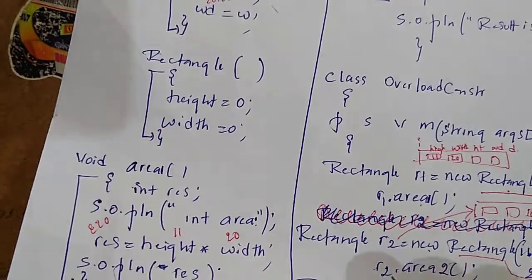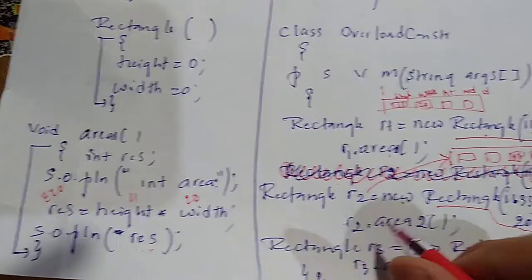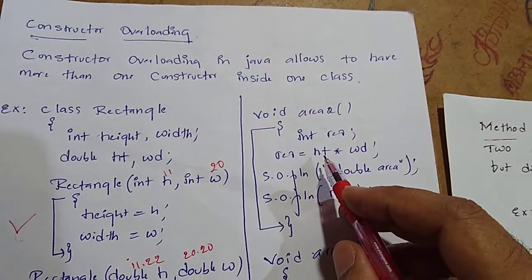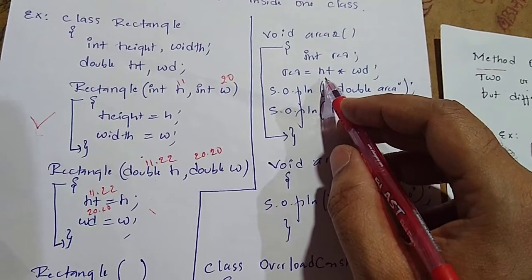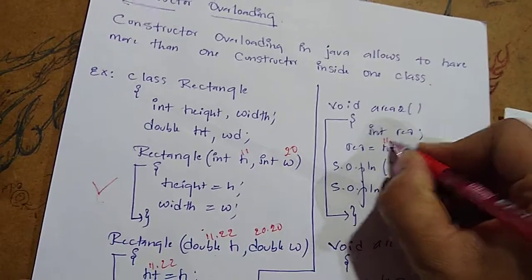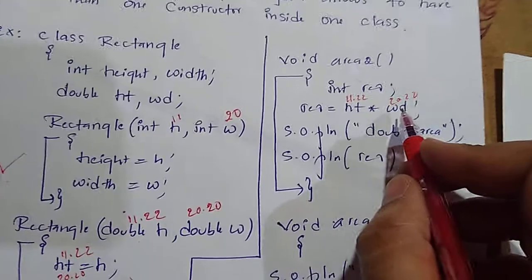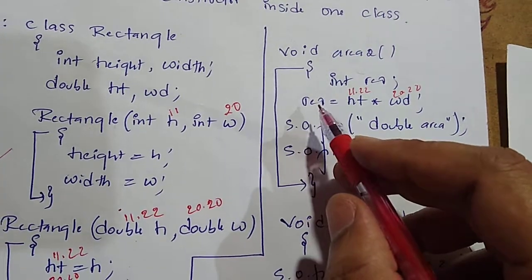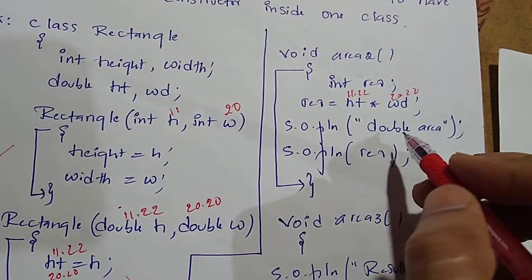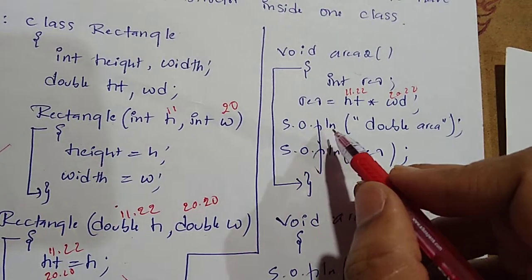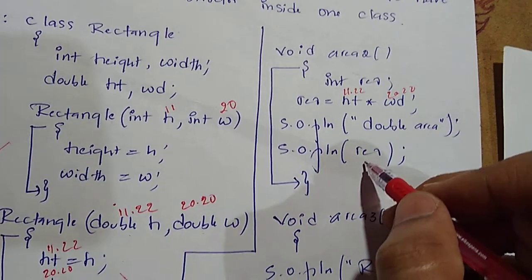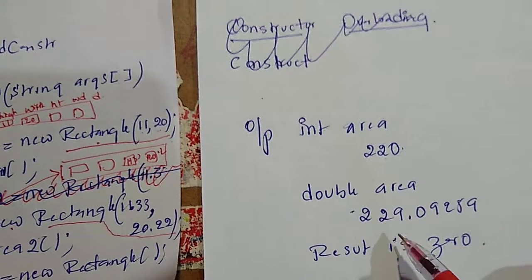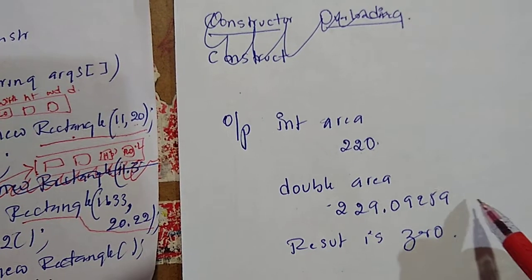Again, I'm calling r2.area2. See, r2.area2. So the area2 function will be called. And h2 and w2 have values. What is that value with respect to r2? 11.33 and 20.22. So now it will take the product of 11.33 and 20.22, and the result will be stored in res, and that will be printed. So you'll get the message "double area". Since it's System.out.println, the cursor will come to the next line, and on the next line it will print res. So what result will you get? After printing "double area", you'll get 229.09259 something.